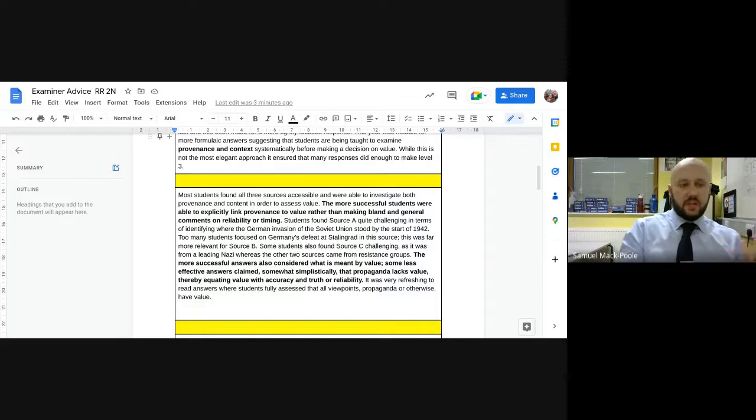So the more successful answers considered what was meant by value. So this is interesting, isn't it? Okay. Some less effective answers claimed, somewhat simplistically, that propaganda lacks value, thereby equating value with accuracy and truth or reliability. So we know that there can be a value in propaganda. It doesn't mean it's true.